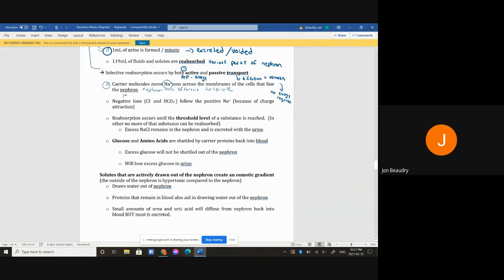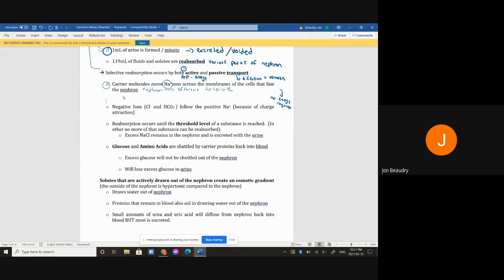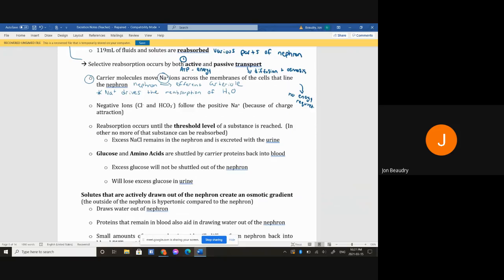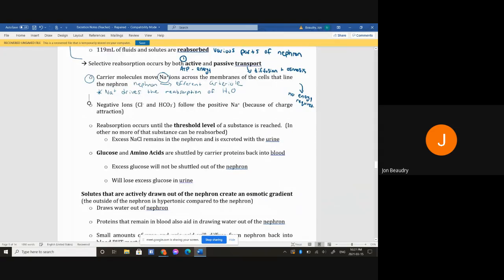Okay, and I'm just going to put one little note here, which is going to be important. I can say that sodium drives the reabsorption of water, H2O. Another way I can say that is that sodium is the driving force behind the reabsorption of water. And that'll make more sense in just a few minutes here. So we've introduced my first substance that's getting reabsorbed from my nephron back into my bloodstream via the efferent arteriole.